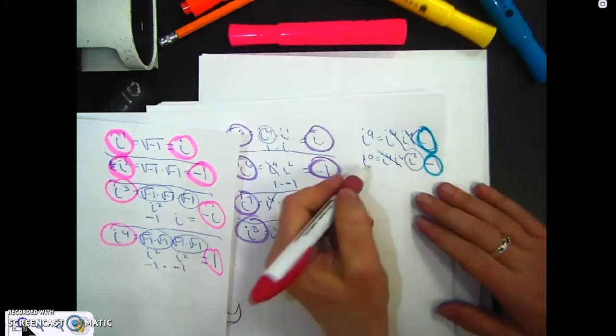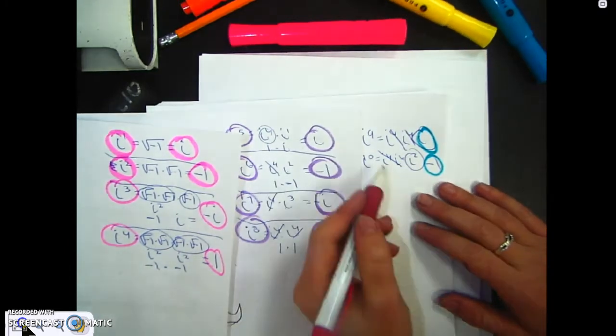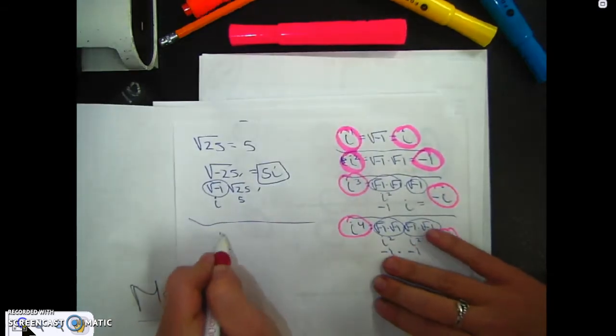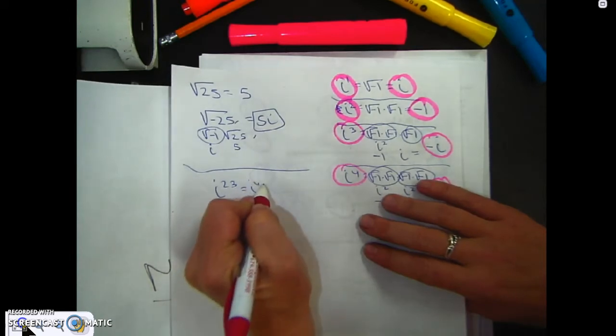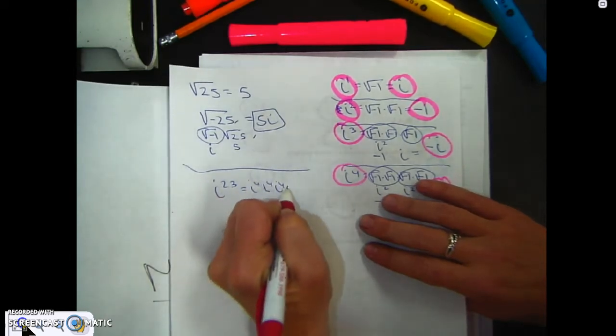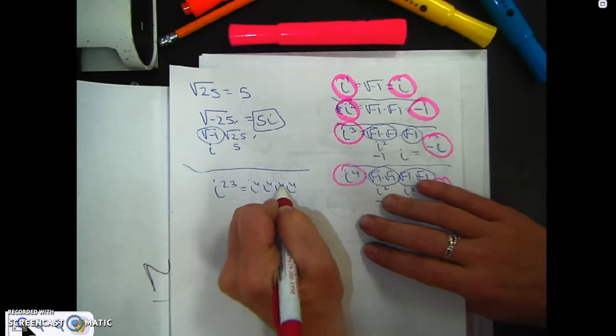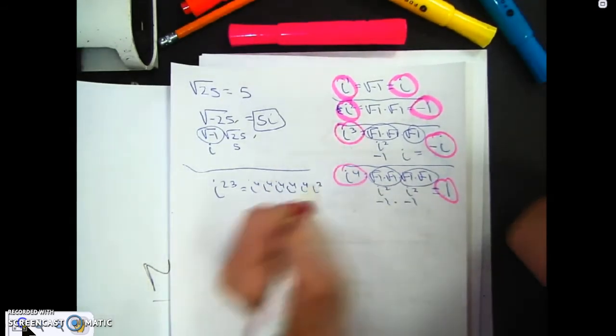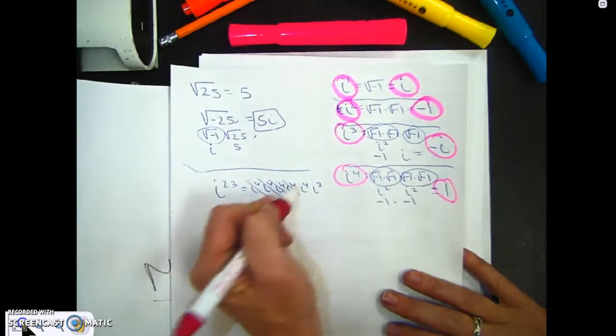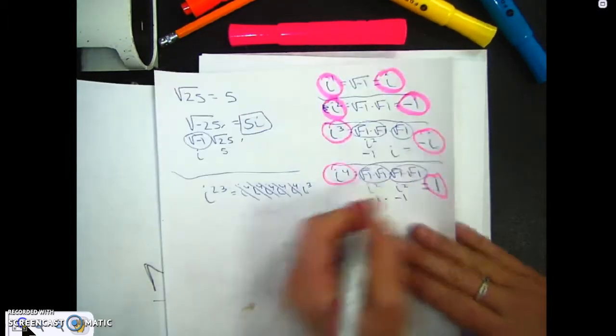So what I want you to see is doing this is super annoying. So what if I just gave you a question where I just said, hey, figure out what i to the 23rd is? One way to do it is go i to the fourth, i to the fourth, i to the fourth, i to the fourth, 4, 8, 12, 16, 20, 23. And go, it's 1, it's 1, it's 1, it's 1, it's 1. Oh, it's i cubed. What is i cubed? Negative i.